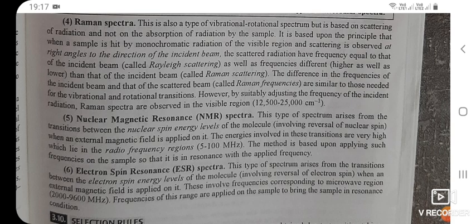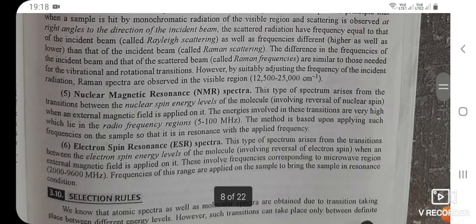The difference in the frequencies of the incident beam and that of the scattered beam, called Raman frequencies, are similar to those needed for the vibrational and rotational transitions. However, by suitably adjusting the frequency of the incident radiation, Raman spectra are observed in the visible region.